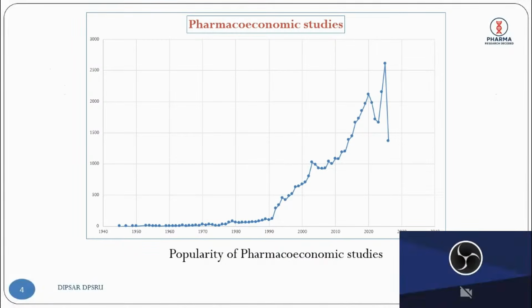If you see the popularity of pharmacoeconomic studies, I just searched the name in Google or PubMed. You will find that year by year, a growing number of studies related to pharmacoeconomic studies are being published in the literature. There is a significant increase, then a little decrease during the COVID time, where there was limited access to data, and then a dip for 2026, but the year is not yet completed, so it will go above. It indicates how popular these studies are, and there are a number of CROs and companies working in the field of pharmacoeconomic studies.